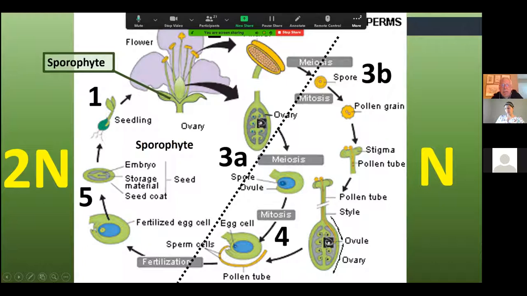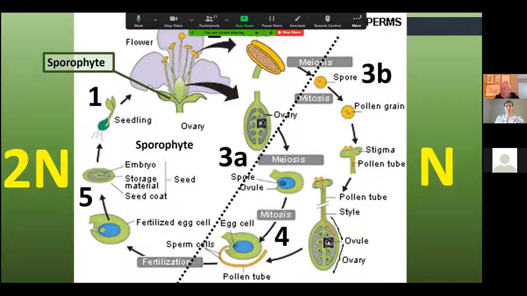So all this is hidden from view. It's all happening inside of a flower. You just don't know what's happening. And so once fertilized, that fertilized egg becomes a zygote, then matures into an embryo, goes dormant inside of the seed so it can be dispersed, and then germinates and grows into another sporophyte. So that alternation of generations is still there. We just don't see it.